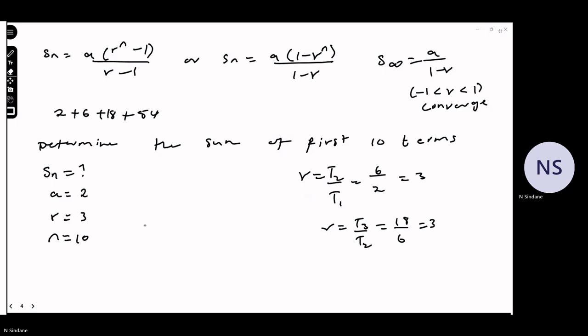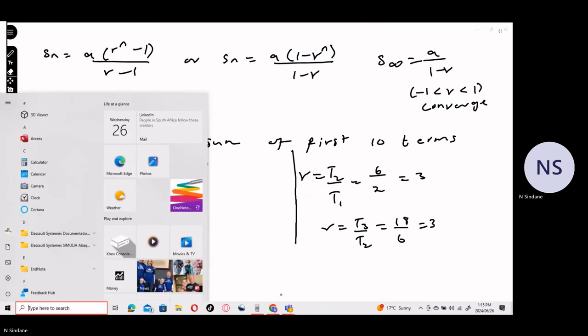Then we can now use either this formula or this formula. Both of them will give you the same solution. Let's try both of them. So in this case, S10 is equal to a, which is 2, times (3 to the power 10 minus 1), divided by 3 minus 1. Let me get my calculator.